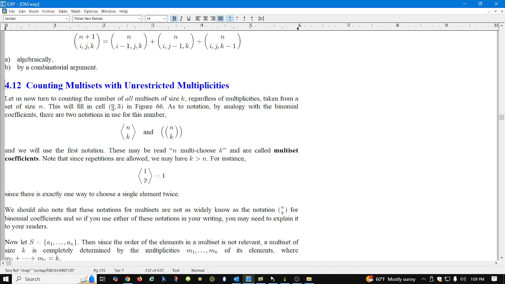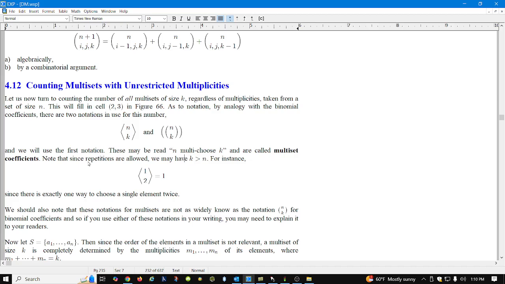As to notation, by analogy with binomial coefficients, there are two fairly common notations in use for the number of multisets of size k taken from a set of size n. And these are the two notations. I'm not that thrilled with the second one, so I will use the first one, which I like. And I would read this as n multi-choose k, or some words to that effect.